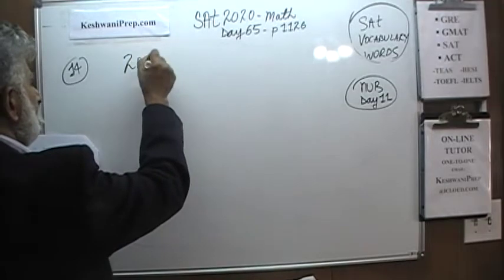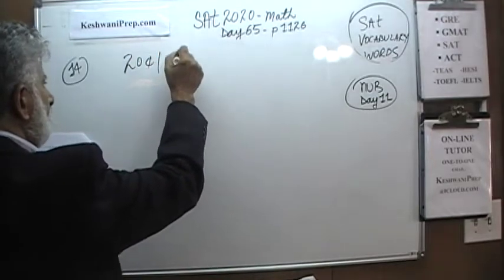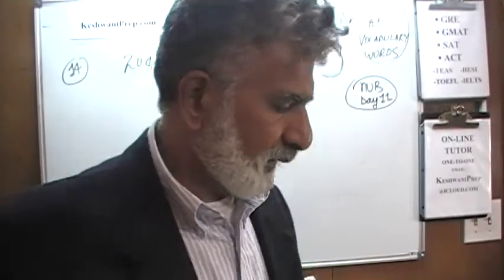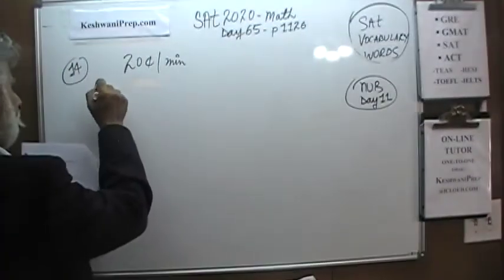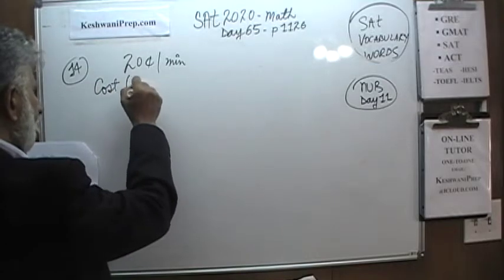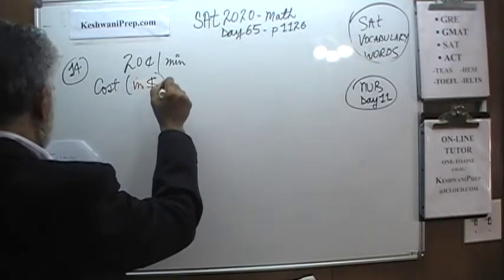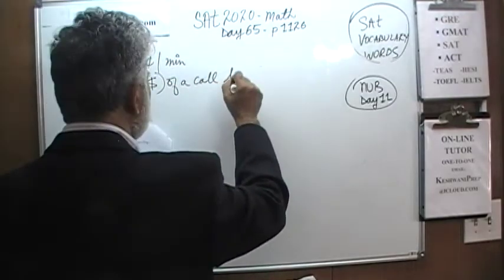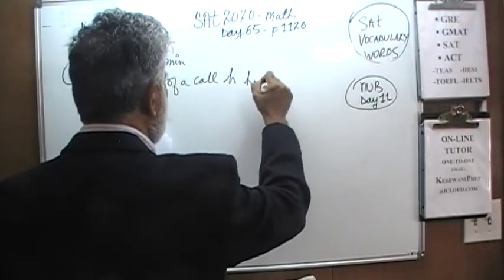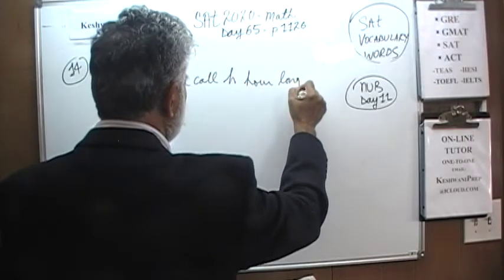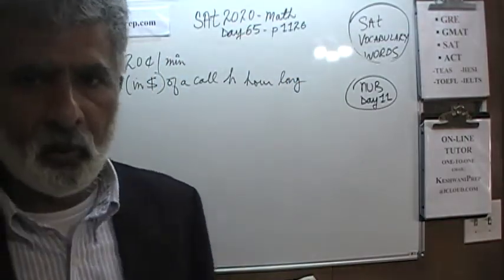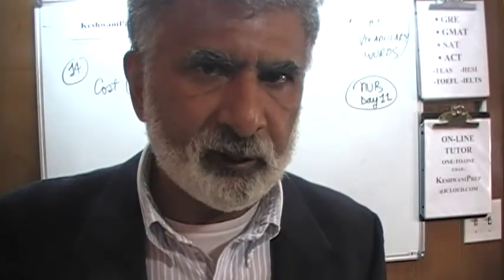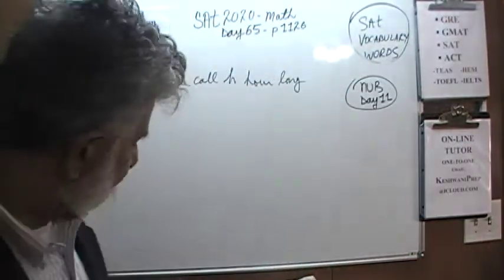We are told that we are going to make a phone call which is going to cost us 20 cents per minute. And the question is, what is the total cost in dollars, they want it in dollars, of a call that is going to last h hours? What's the cost in dollars of a call that is going to last h hours if each minute costs us 20 cents? Well, let's see.